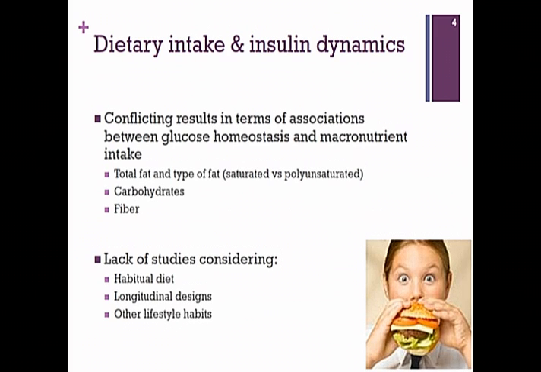In fact, in the existing literature, there are a lot of conflicting results in terms of associations between glucose homeostasis and nutrients, such as total fat, types of fat, saturated or polyunsaturated, carbohydrates, fibers, etc. And overall, there's a lack of studies that look at habitual diet or chronic dietary exposures. Very few studies have used longitudinal designs. Most studies are cross-sectional. And few studies have considered other lifestyle habits, such as physical activity or sedentary behaviors, which may be important confounders in the association between dietary intake and insulin dynamics.